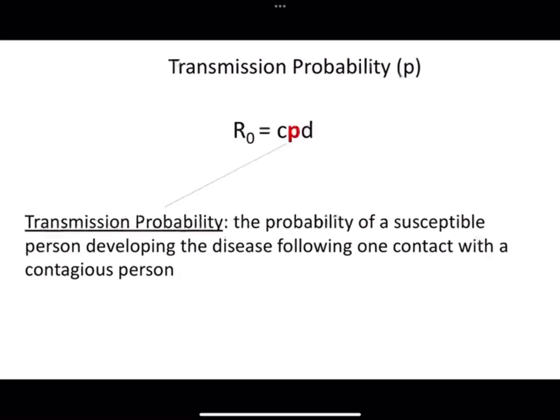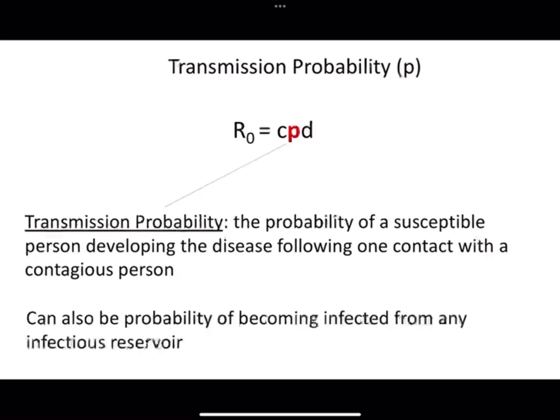P is transmission probability, and that's the probability a susceptible person develops the disease following one contact. And that doesn't necessarily need to be from person to person. It can also be from any infectious reservoir, so the amount of contacts you're having with poorly cooked food, or contacts with an infected animal.